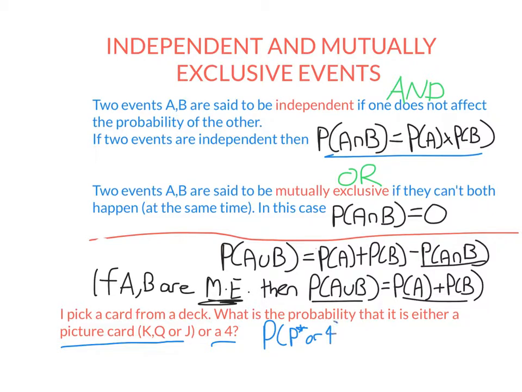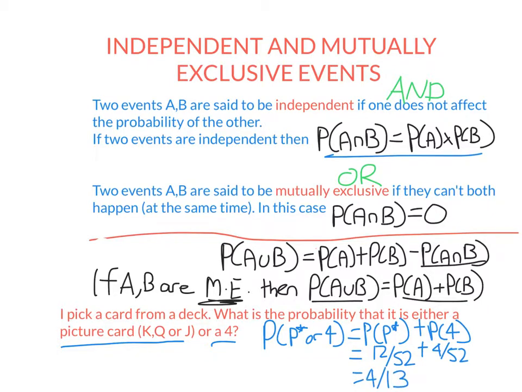So the probability, I'm just going to write P for picture, of picture or 4 is just the probability of getting a picture card plus the probability of getting a 4. So the probability of getting a picture card, there are 12 of those. There are 4 kings, 4 queens, 4 jacks out of the 52 in total. And the probability of picking a 4 is 4 over 52. So add them together and you get 16 over 52 or 4 over 13. So that's the answer. How easy is that?